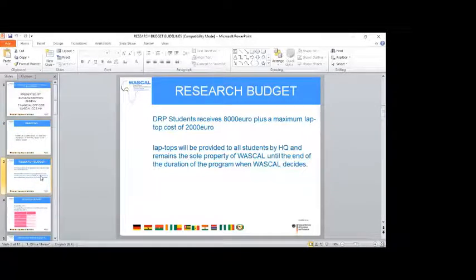As you are all aware, your total research budget is 10,000 euros, which includes 2,000 euros for your laptop. I believe after your language courses, you were all given a laptop, and you are left with 8,000 euros cumulatively.